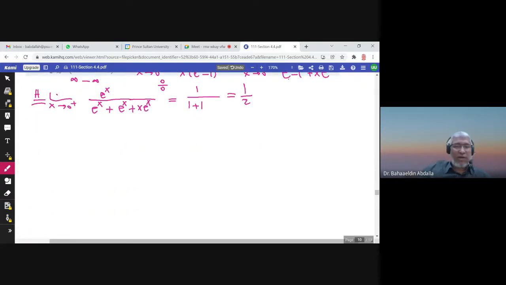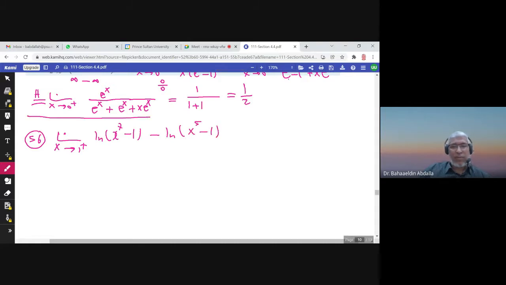Let me give you another example, another exercise. It's exercise 56. It says: find the limit when x approaches 1 from the right of ln(x^7 minus 1) minus ln(x^5 minus 1). If I replace x by 1, ln 0 is negative infinity, and here ln 0 is negative infinity. I'll have negative infinity plus infinity. So this is infinity minus infinity.